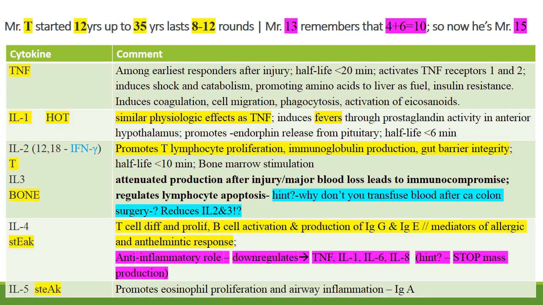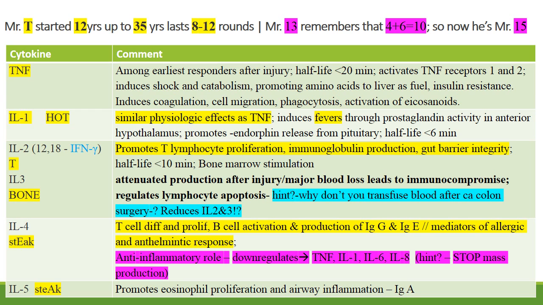As far as 4 and 5 are concerned, the mnemonic is steak, one with a capital E, the other with a capital A. IL-4, it helps in T cell differentiation, B cell activation and production of IgE and IgG. And IgE, as you know, it mediates allergic and antihistaminic response. IL-4 also has a potent anti-inflammatory role. It can downregulate TNF, IL-1, 6 and 8.